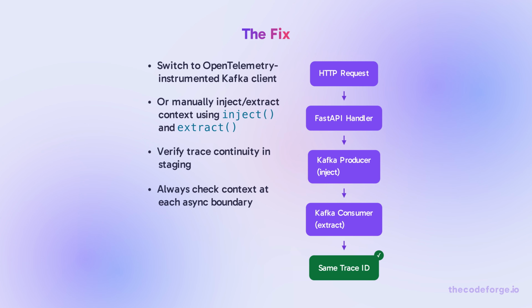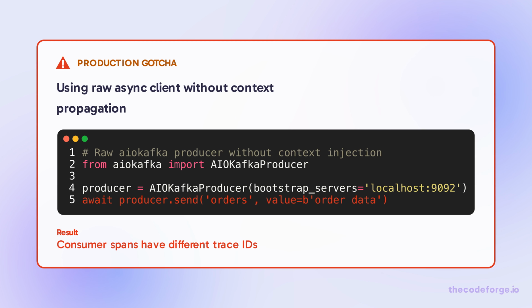The fix is to switch to the OpenTelemetry instrumented Kafka producer and consumer, or manually inject context using inject when producing and extract when consuming. This ensures the trace ID is passed across the async boundary. This raw aiokafka producer does not inject trace context into the message. The consumer will create a new trace ID, breaking the trace. Always use OpenTelemetry instrumented clients or manually inject headers.